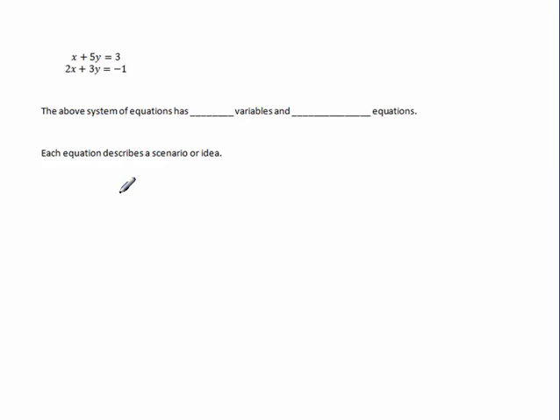We're looking at the guided notes for solving application problems using systems of equations. And here, this system has two variables and two equations. Really the big idea here is that variables stand for something and the equations stand for something. Each equation describes some scenario or an idea. That's going to be important, so let's see that in action.